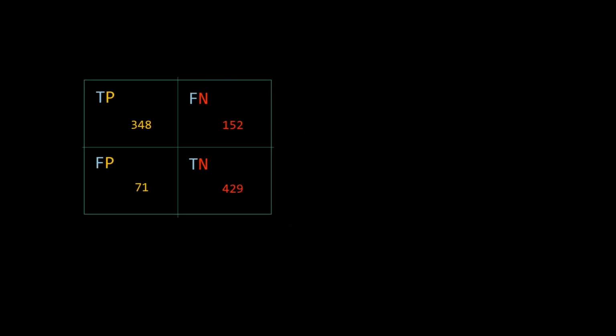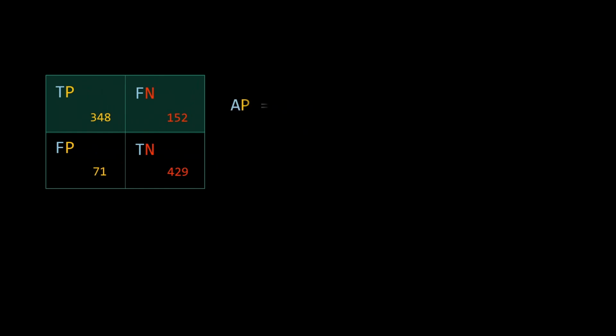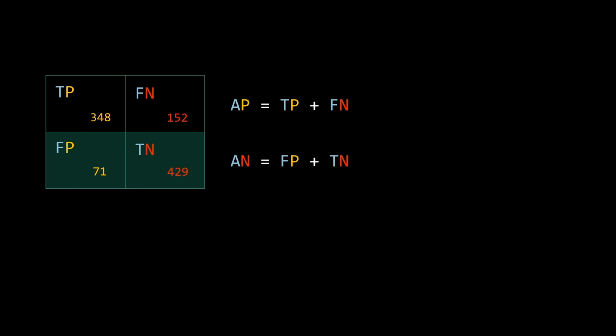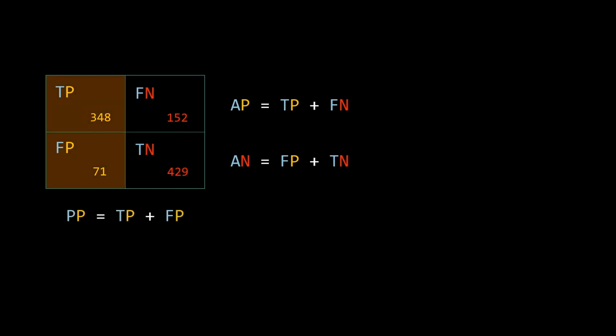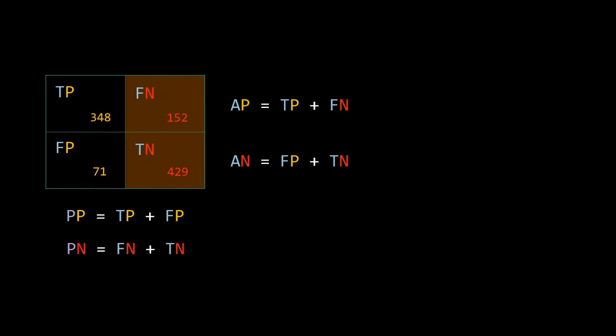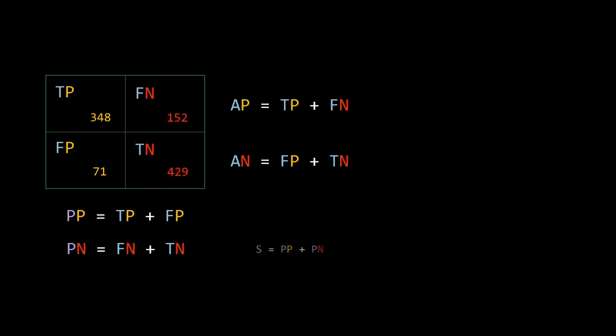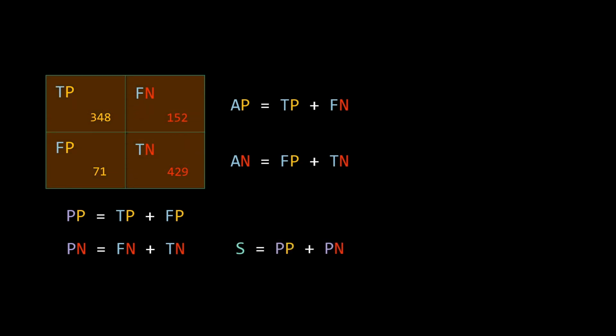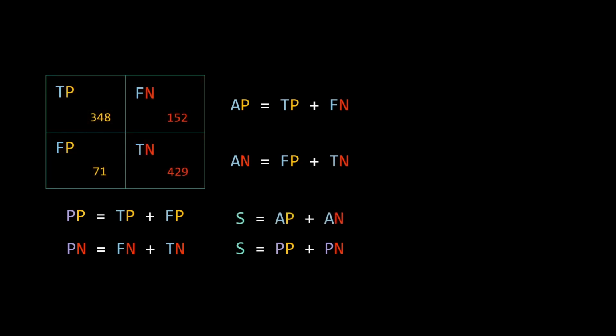Now further, one quick tidbit. If you add the top row, you get the actual positive, all the Lambos. If you add the bottom row, you get the actual negative, all the Raris. And if you add the left column, you get the predicted positive, the predicted Lambos. And if you add the right column, you get the predicted negative, the predicted Raris. Now, based on these rows and columns, you can even further get the total sum in two ways. You can get the total sum in terms of the columns, or the total sum in terms of the rows.